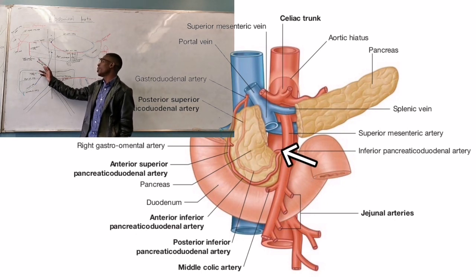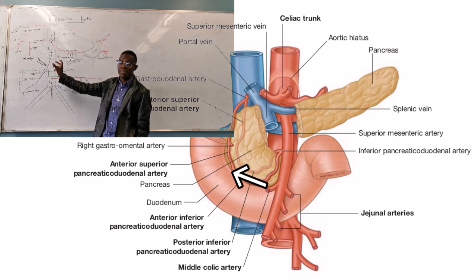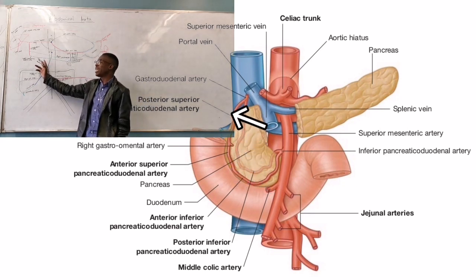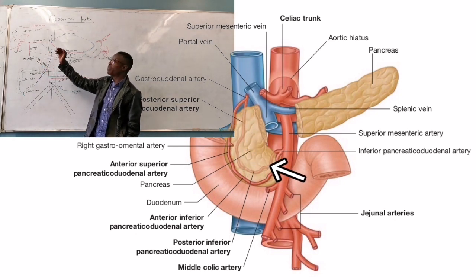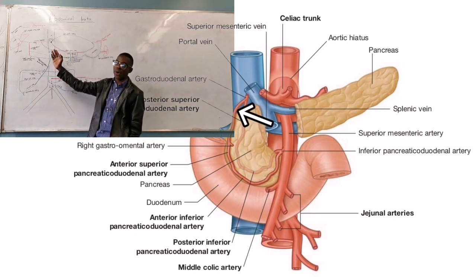The inferior pancreaticoduodenal artery supplies the medial aspect of the duodenum, and mainly the head of the pancreas. So it's going to give us the anterior and the posterior branches. The anterior branches are going to anastomose with the anterior branches of the superior pancreaticoduodenal artery, and the posterior as well, right?